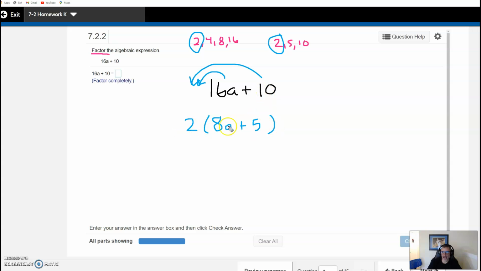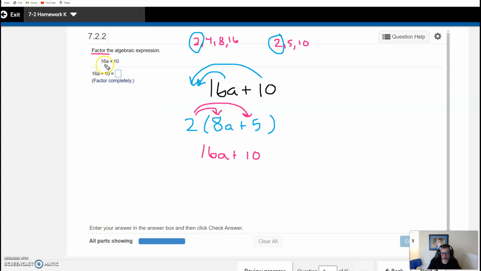So this is the factored form. It's an equivalent mathematical sentence. That means it has the same value. It means the same thing as this one, but this is in factored form. And you can see that last week, if I would have given you this and said, hey, use the distributive property, you would have said 2 times 8a is 16a plus 2 times 5 is 10. And we're right back where we started, right? It's kind of like we create a circle.